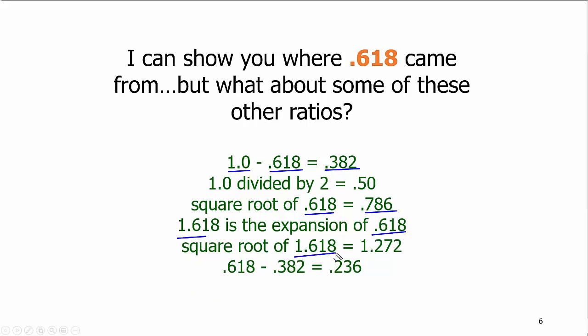The square root of 1618 is 1272. This one is always important because this is always target number 1 for any of my trend trade setups. And also, for example, 618 minus 382 is going to give you 236, which is actually the smallest ratio that I would use for anything.